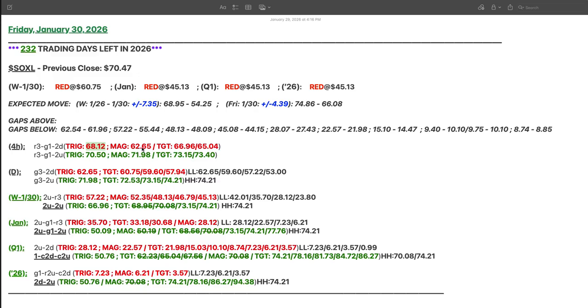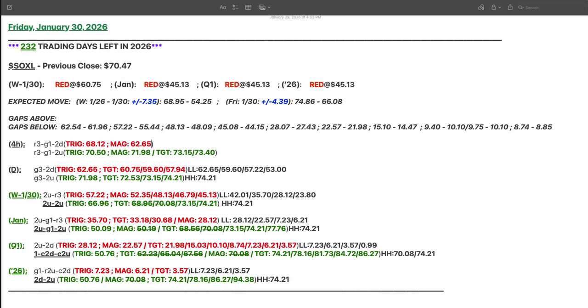68.12, magnitude of 62.65. I don't know why I put my targets after the magnitude, because they obviously come before it. So let's adjust that here. Targets are 66.96 and 65.04 on our way down to that 62.65. Again, we are in an uptrend on the 4 hours, so just keep those in mind. Those are possible places where we could bounce.